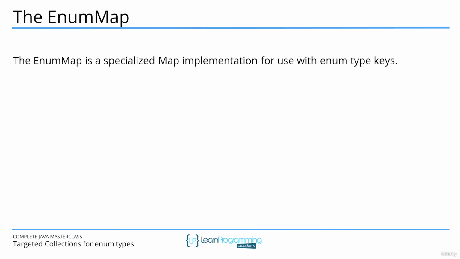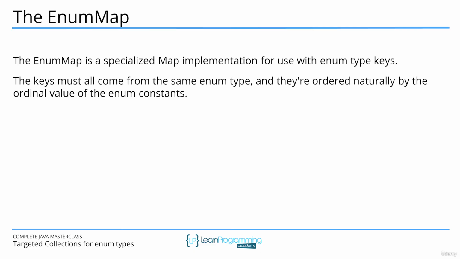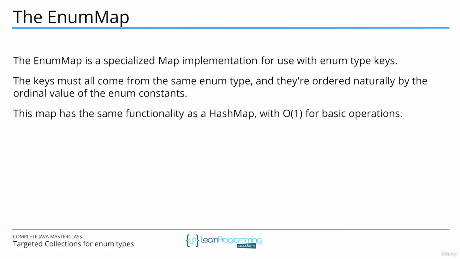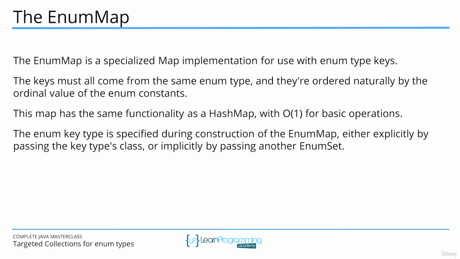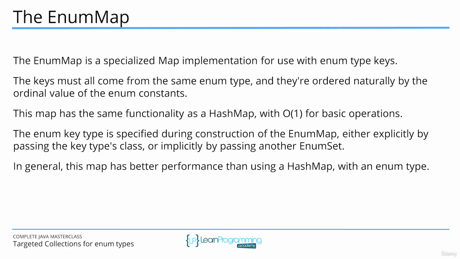The enum map is a specialized map implementation for use with enum type keys. The keys must all come from the same enum type, and they're ordered naturally by the ordinal value of the enum constants. This map has the same functionality as a hash map with O(1) for basic operations. The enum key type is specified during construction of the enum map, either explicitly by passing the key type's class or implicitly by passing another enum set. In general, this map has better performance than using a hash map with an enum type.